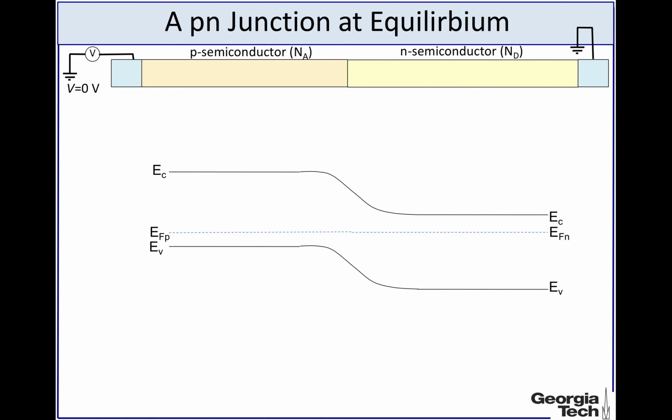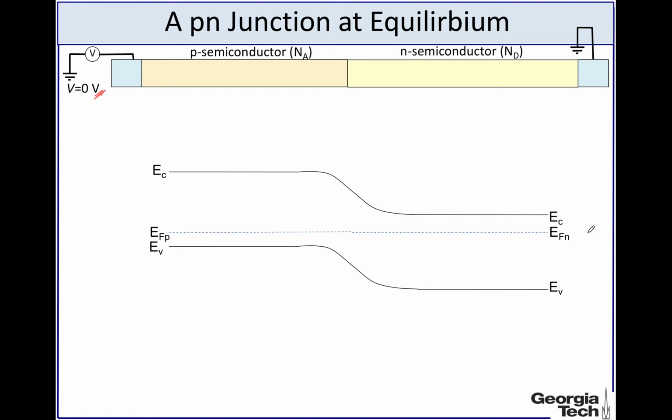So now let's look at the different current components in a PN junction, and for this case we will consider the current components at V equals 0, basically when the EF of the N side and P side line up in this case.